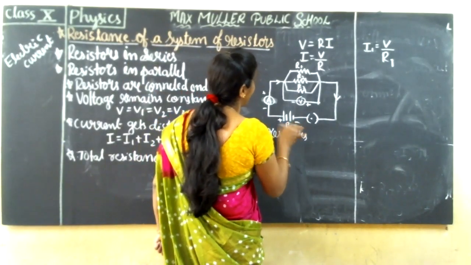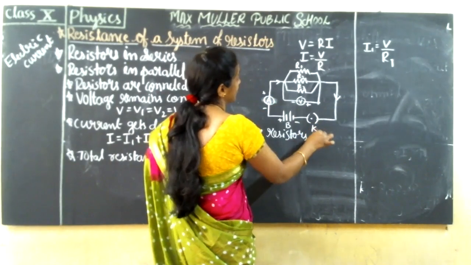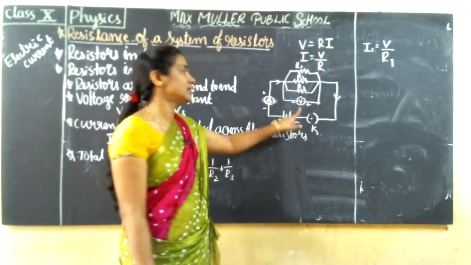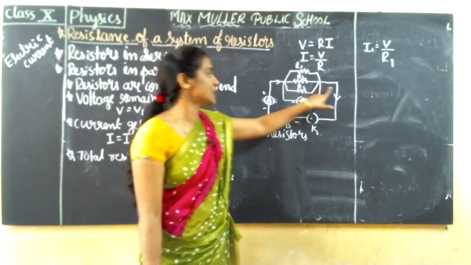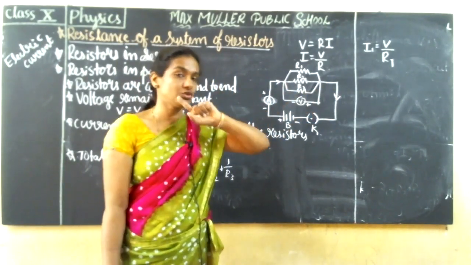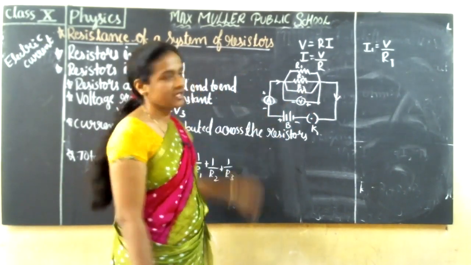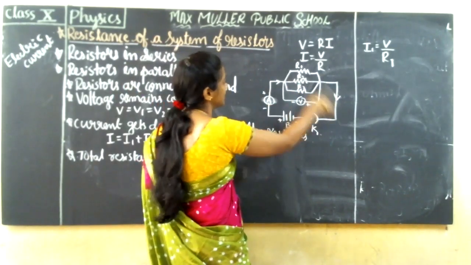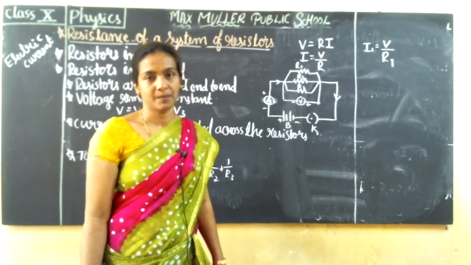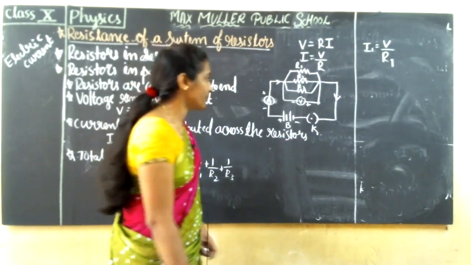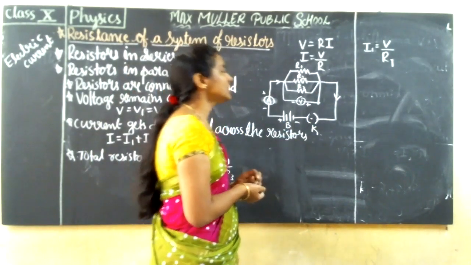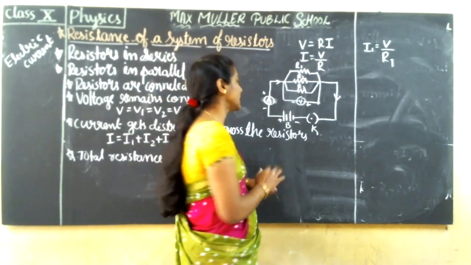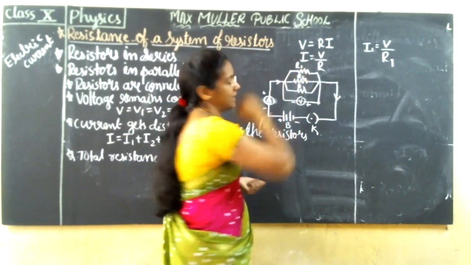This is the battery, this is the key, this is the ammeter, and here is the voltmeter, and this is the direction of the current. Make sure that you show the direction of the current. Don't forget. Clear? So this is how the circuit diagram looks. Understood? Next, what happens when you connect the resistors in parallel?